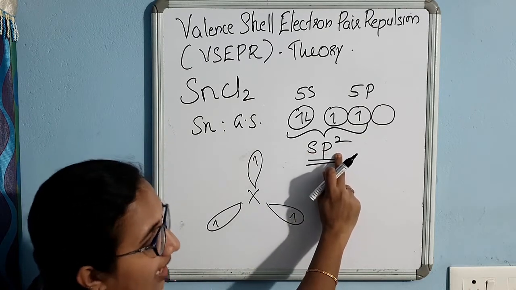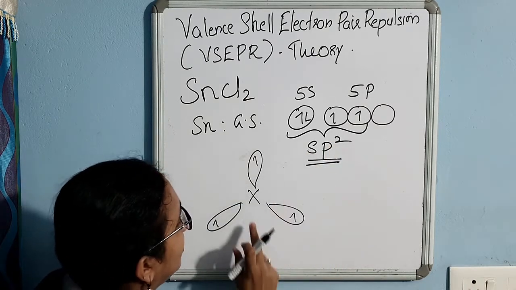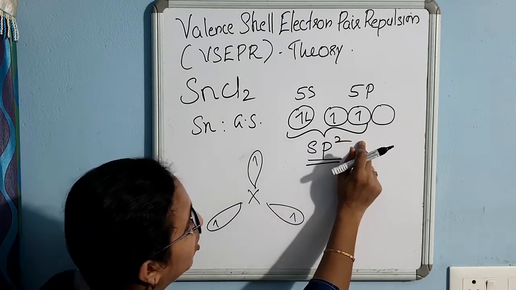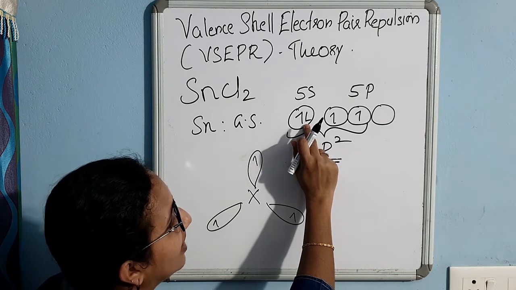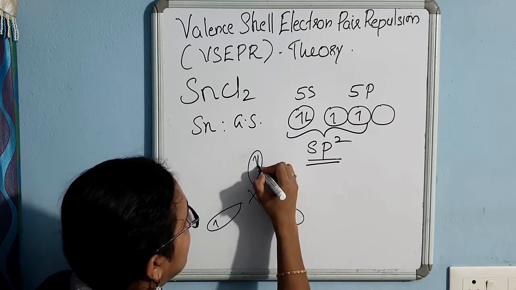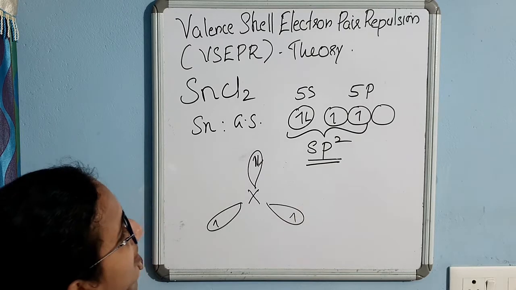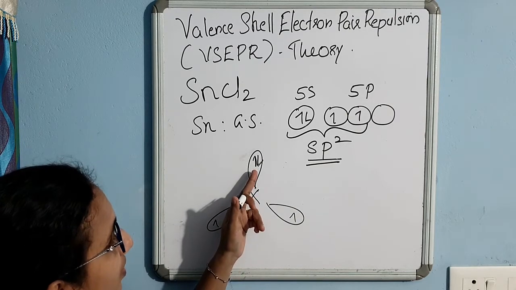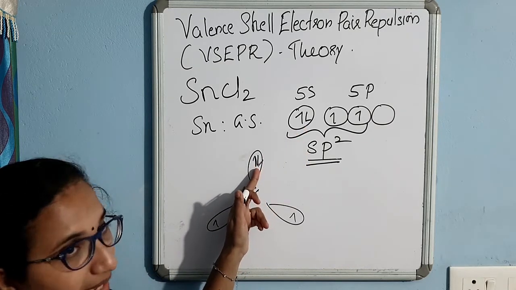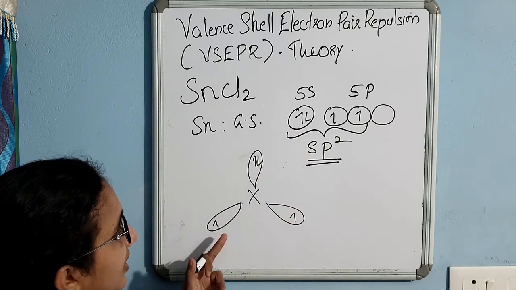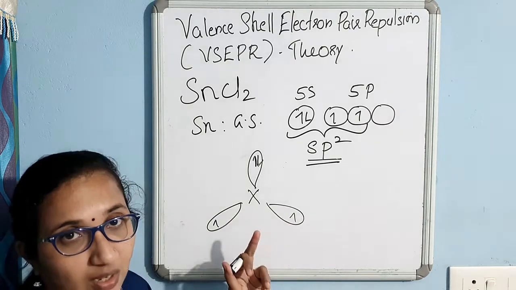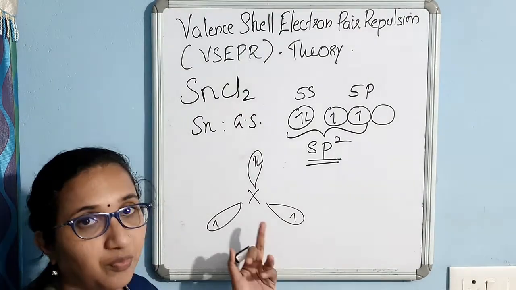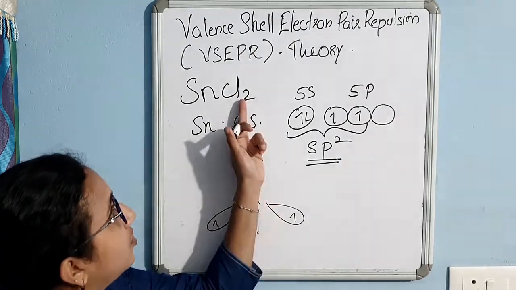We have three hybrid orbitals with trigonal planar geometry, but one of the hybrid orbitals contains a lone pair. This is the case for the tin central element. We have three hybrid orbitals and one of them contains a lone pair, and the other two hybrid orbitals have one electron each, which is available for bonding or overlap with two chlorine atoms.